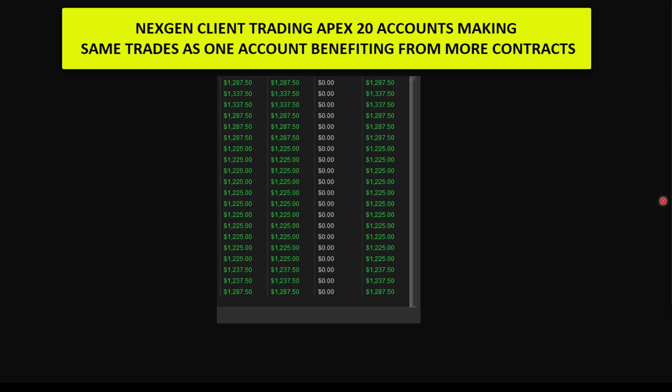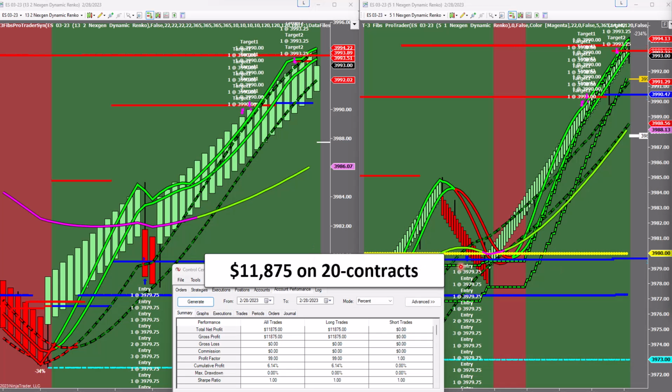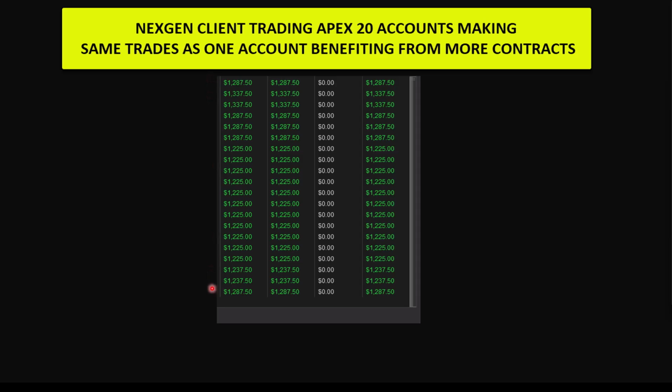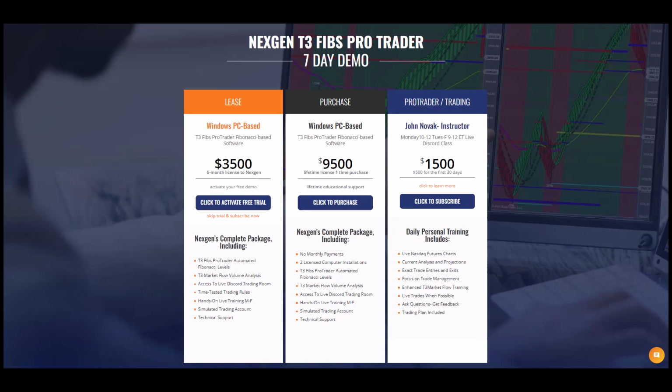And that's really what we're going to be looking for. We're going to take the right trades, teach it to you on simulator, then give you the opportunity to trade multiple accounts through the trading firms for very little money.